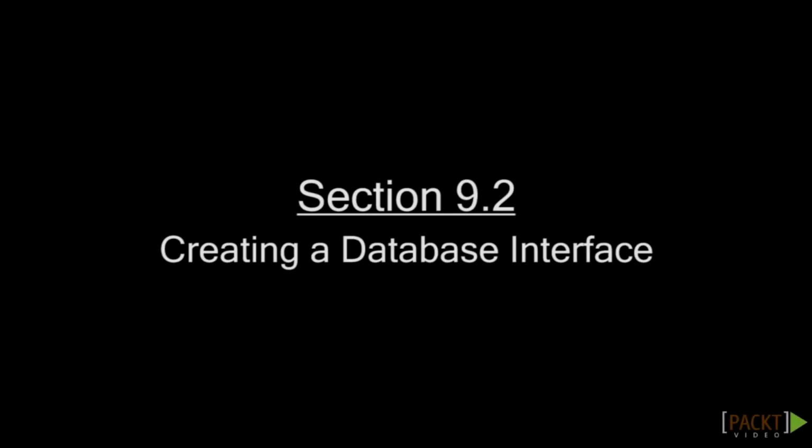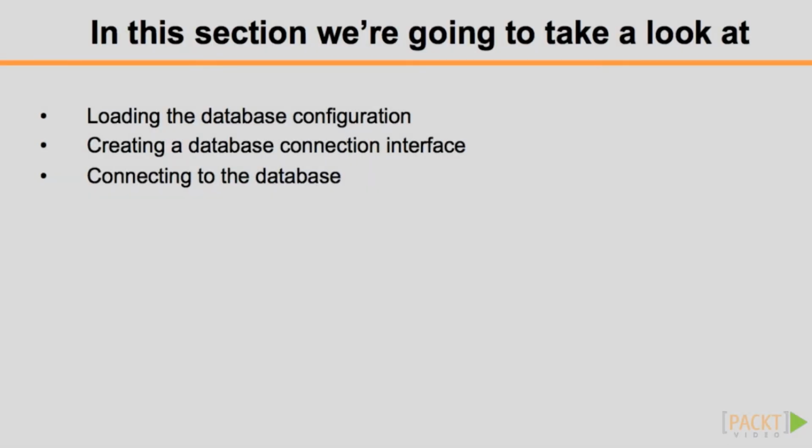In the last screencast, we got MongoDB installed and running on our system. We restricted access to our database by creating a new user and running the server in authentication mode. In this screencast, we'll create an interface module for opening a database connection. We'll also make sure that our app can connect to the database with our new user.